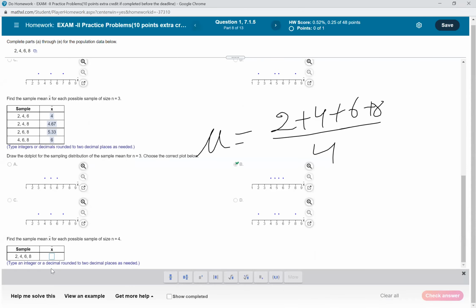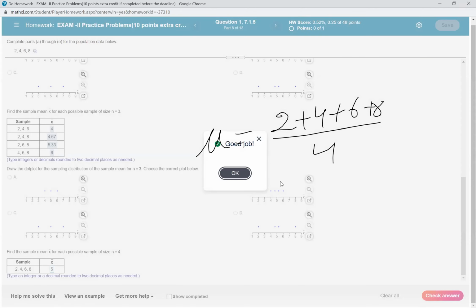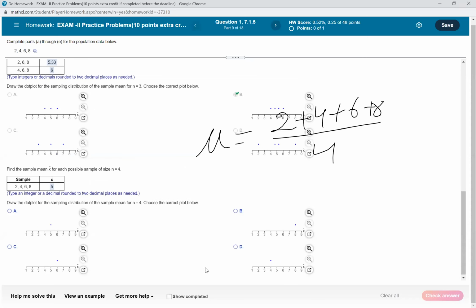Now we have to construct the sampling distribution for sample size 4. Since the sample size is 4, the mean will be 2 plus 4 plus 6 plus 8 divided by 4. So the mean will be 5. X bar will be 5. Yeah, that's correct. And the dot plot will be at 5. We have just one number. So this one is the correct answer.